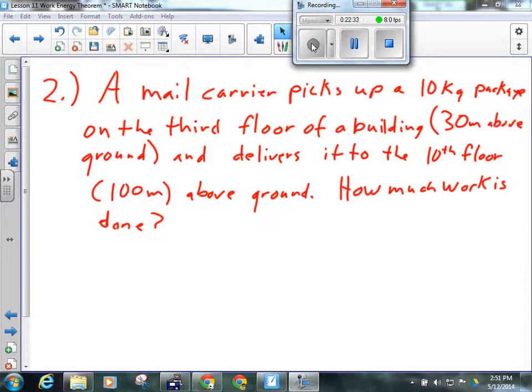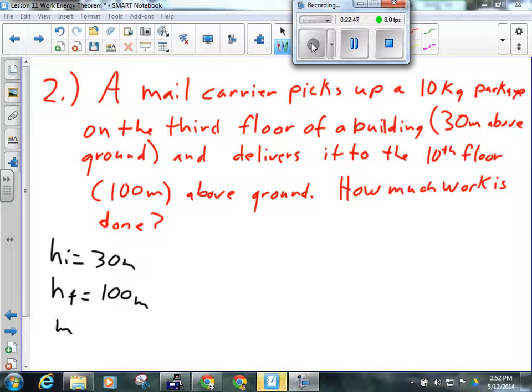All right. Now, our givens are that our initial height is 30 meters above the ground, and our final height, okay, is 100 meters above the ground. And it's, what do we got here? A 10 kilogram mass. All right. How much work is done? Okay. Work is a change in energy. Okay, and in this case, it's a change in potential energy.